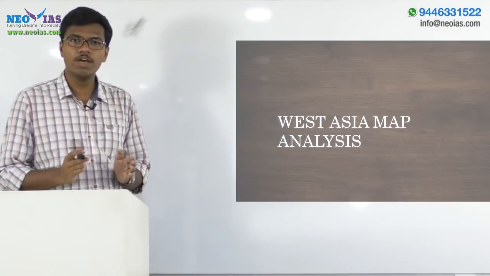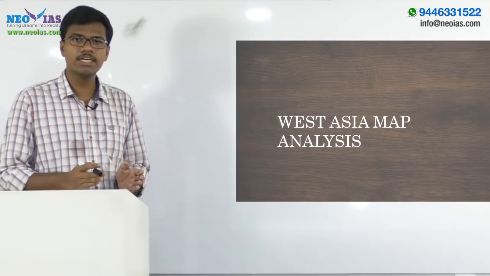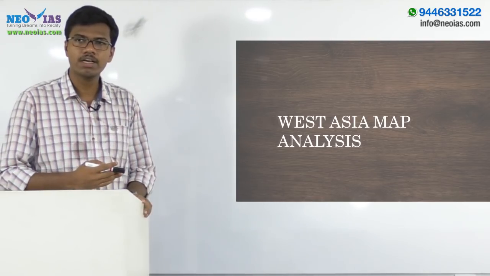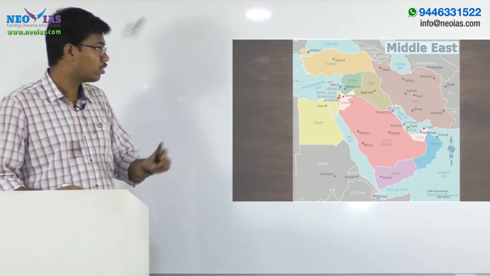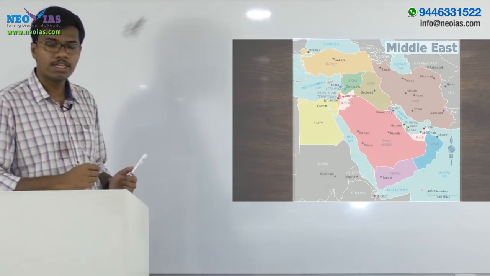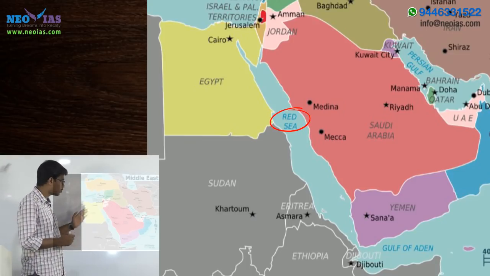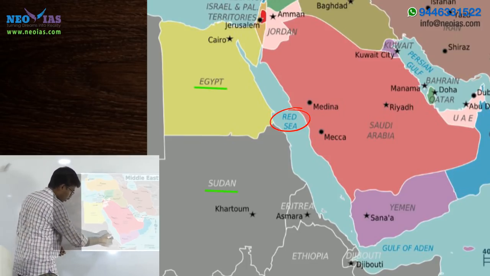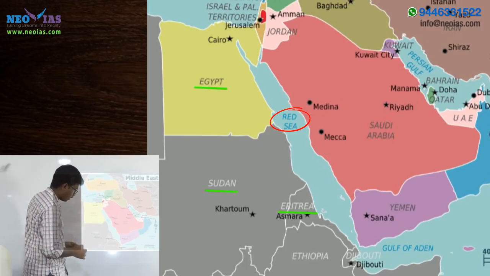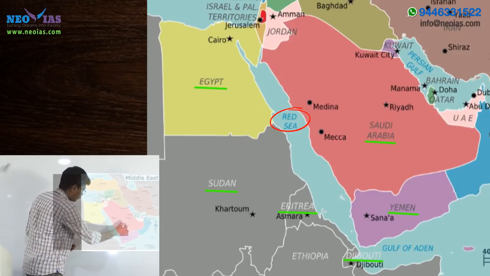In this video, I will be doing a map analysis of West Asia, as in the next PMT, we will be having questions based on the West Asian map. Let us start with the Red Sea. In the case of the Red Sea, we have countries which are bordering it, like Egypt, then Sudan, then Eritrea, and then Djibouti, Yemen and Saudi Arabia.